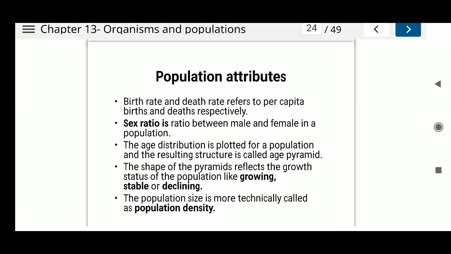The rate of production of new individuals per unit of population per unit time. Again, the rate of production or the rate of birth of new individuals per unit of population per unit time, that is known as birth rate.